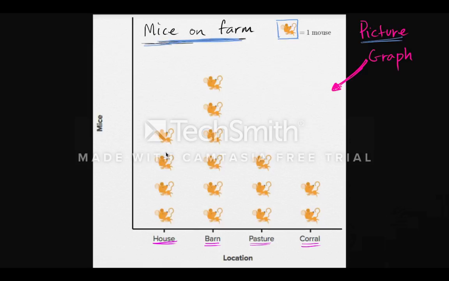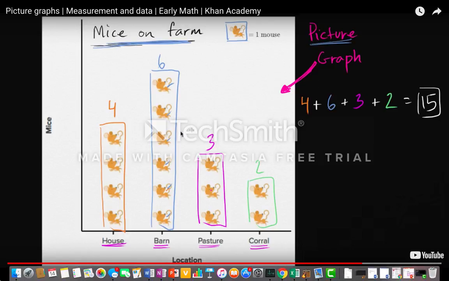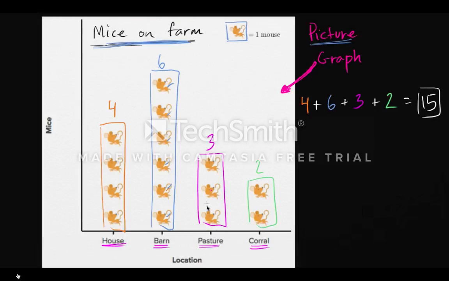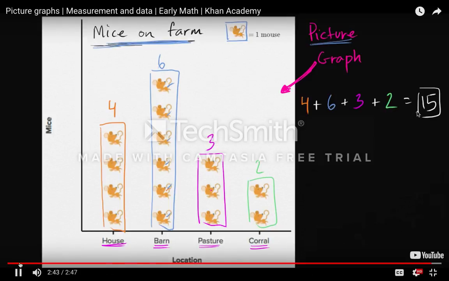So once again, picture graph. Just a way to show data, to show information. This tells us how many mice are in each part of the farm. Someone said, how many mice in the barn? You say, okay, well, there's 6 mice. If someone says, how many mice are in the pasture and the corral combined? Well, that's going to be the 3 in the pasture plus the 2 in the corral, or 5. They said how many mice in the whole farm, and if these are all the places where the mice could be, that's going to be the 4 plus 6 plus 3 plus 2, or 15.